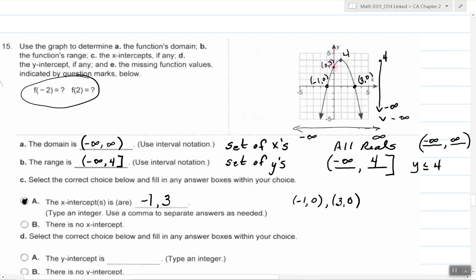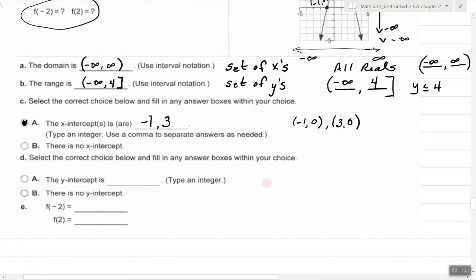When you are talking about a y-intercept, the x-coordinate will be 0. So I'm ready, if they want it, to put the ordered pair (0, 3), but it just wants it as an integer, so it only wants the y-coordinate of 3, whereas this one only wanted x-coordinates. All right, so that was choice A.